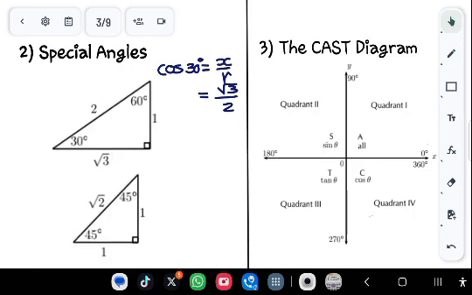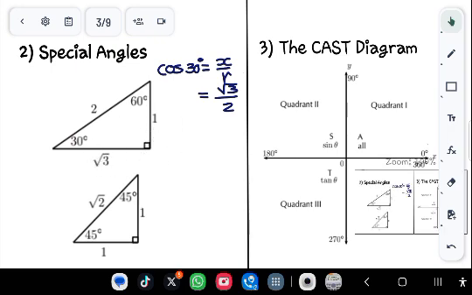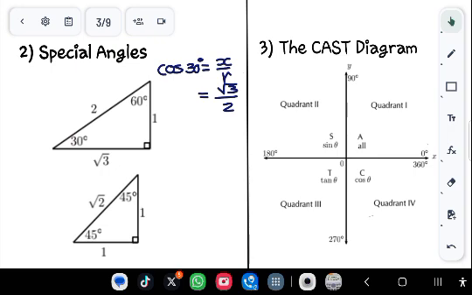Whenever you have a special angle and they say to you evaluate without using a calculator, you will need to have these triangles in front of you. Now they do give you these special angle triangles in the formula sheet at the back when you're writing an exam or a test. However, it wouldn't hurt for you to learn how to reproduce them. They're very easy once you get to know them.